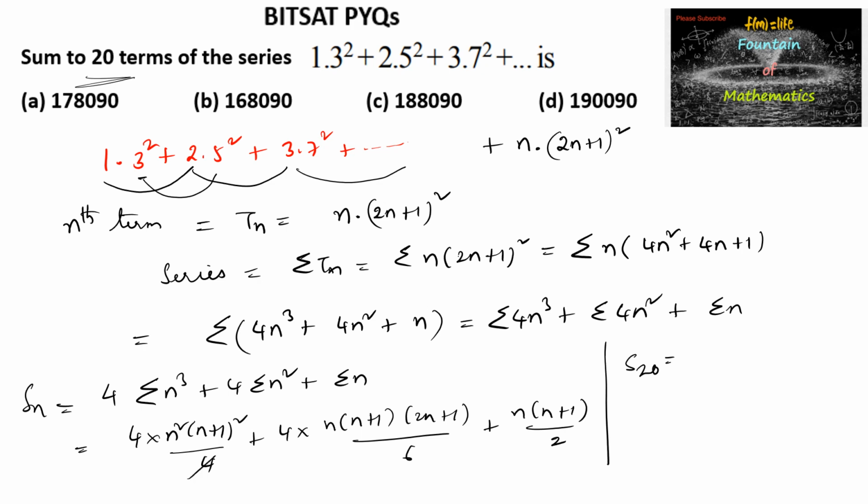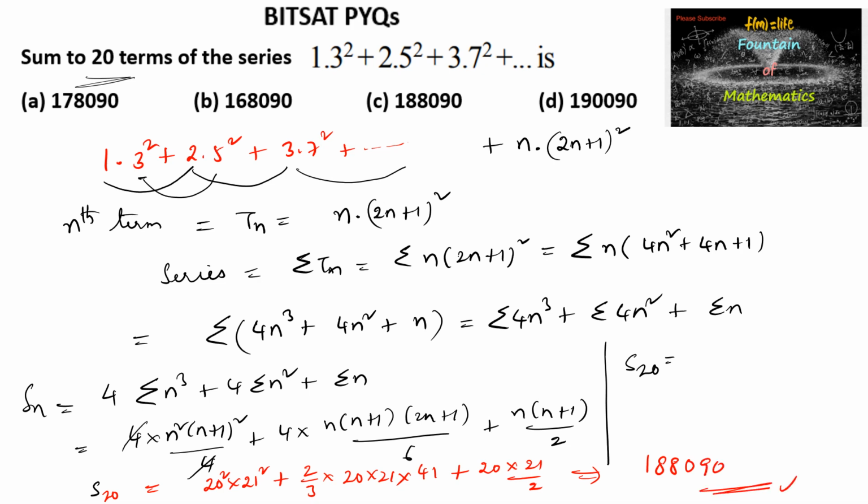So S20 is equal to 4 into 20 square into 20 plus 1 whole square, that is 21 square, upon 4, plus 4 times 20 into 21 into 41 upon 6, plus 20 into 21 divided by 2. Further simplifying, after calculation, you will get the sum to 20 terms as 1888090, which is our option C.